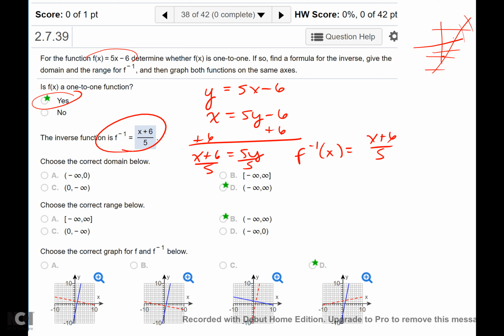And then it says choose the correct domain. There's no drama. Yes, we have a fraction, but there's no letter in the denominator. There's not even a radical, so your domain is negative infinity to infinity. This is still going to be a line, so its range is negative infinity to infinity.